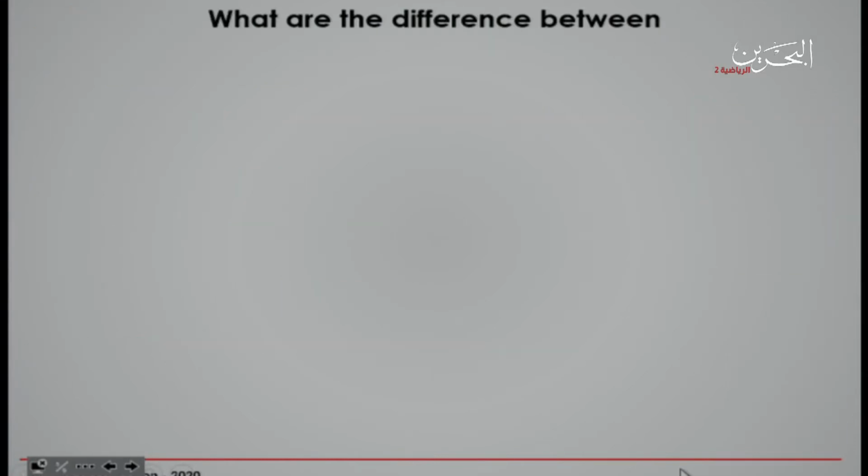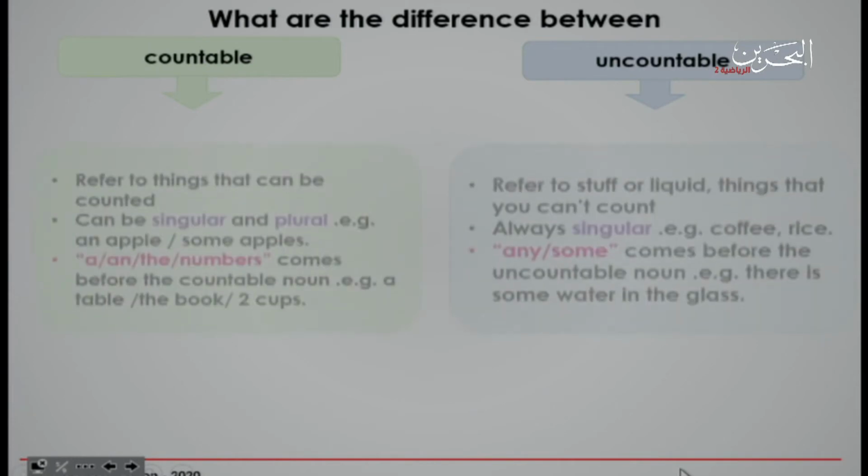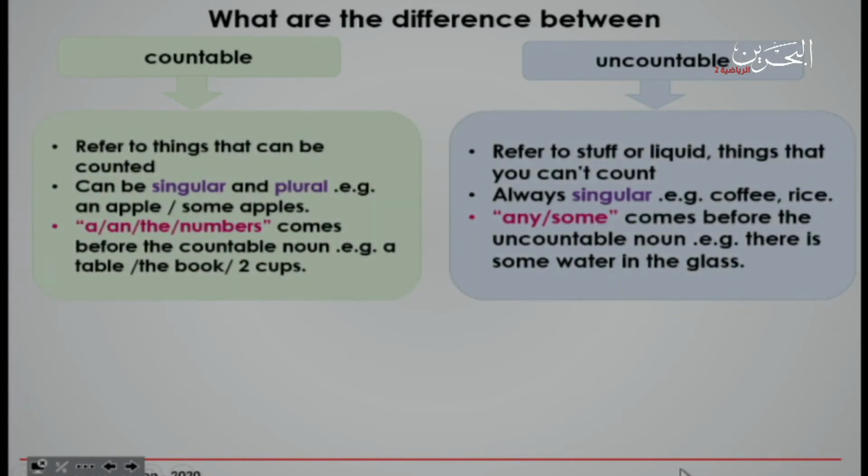What are the differences between countable and uncountable nouns? Countable nouns refer to things that can be counted, and can be singular and plural. For example, an apple, some apples. A and the numbers come before the countable noun. For example, a table, the book, 2 cups.